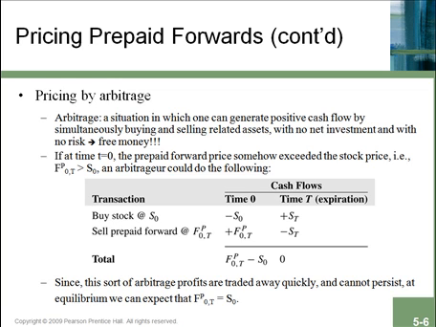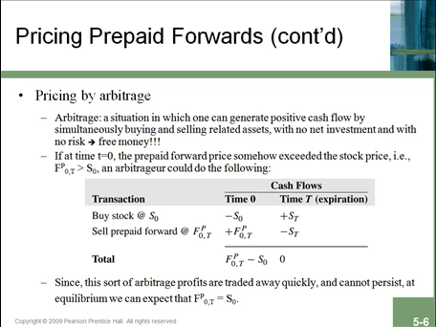Okay, we've already said that a prepaid forward contract has to be priced exactly the same as the underlying stock, assuming there's no dividends between time 0 and time t. Well, suppose that wasn't true. Let's suppose that the prepaid forward contract was more valuable than the stock itself. So the prepaid forward price is higher than the stock price. Well, then here is what an arbitrager would do.